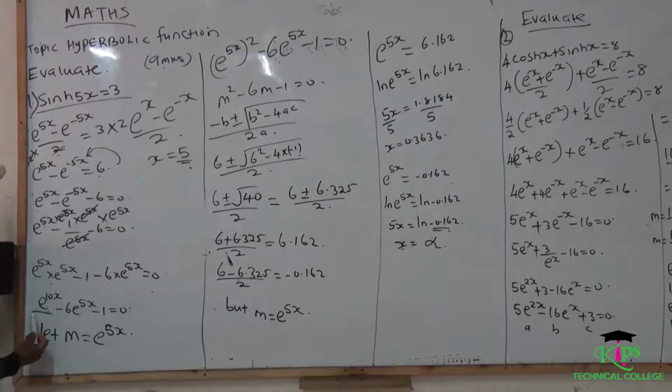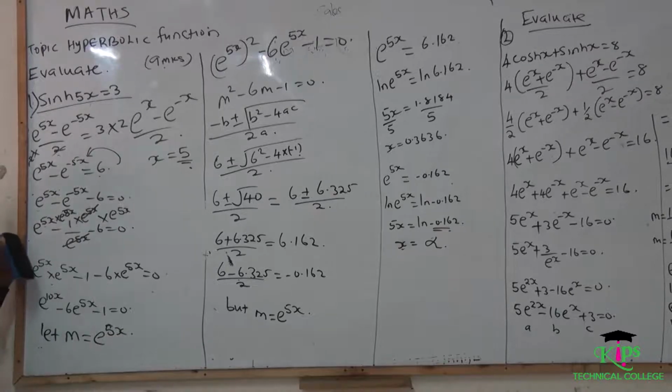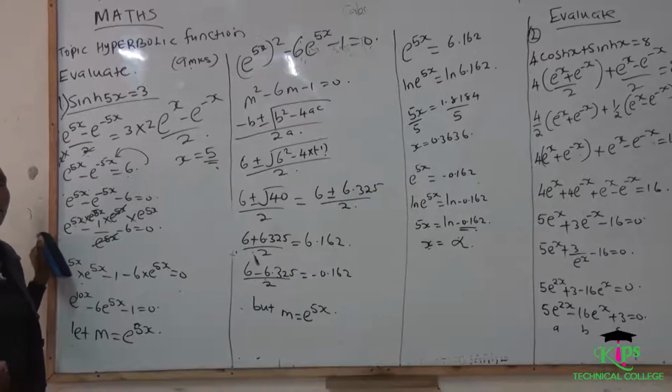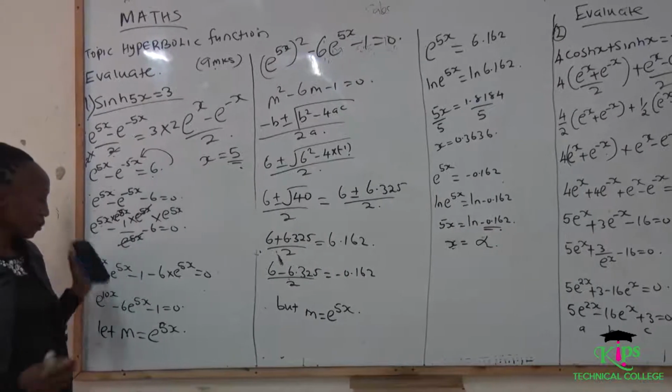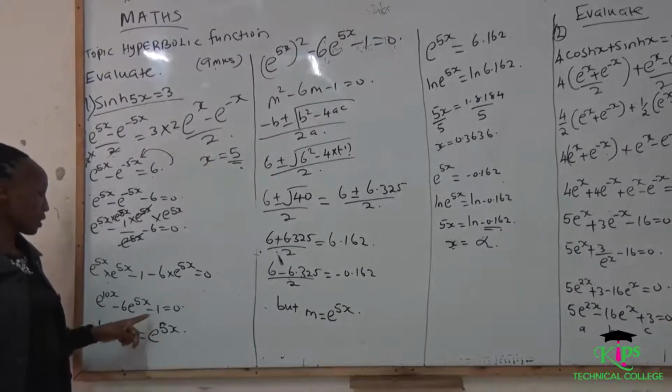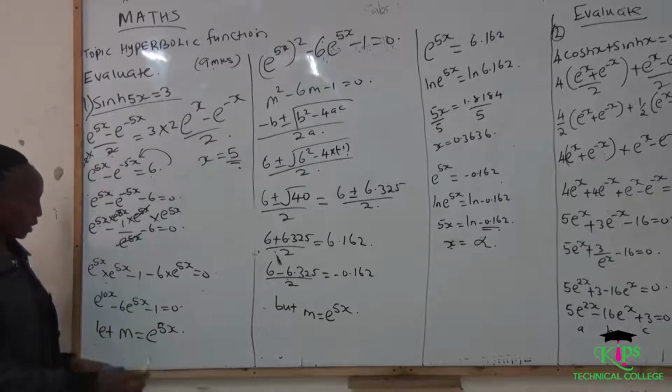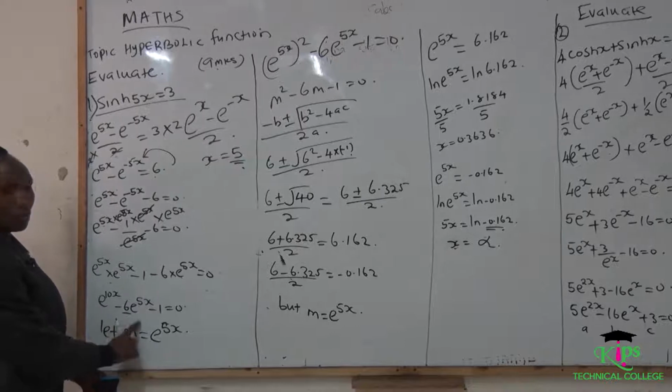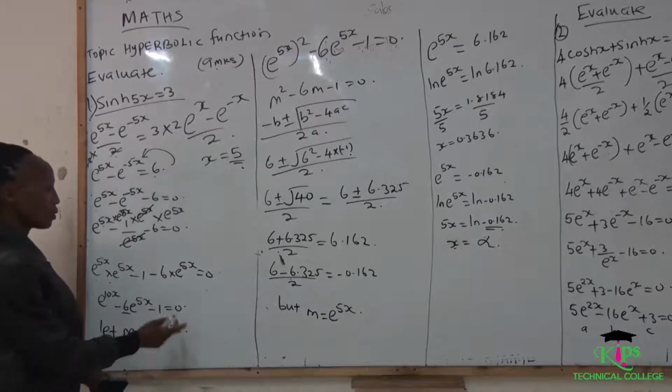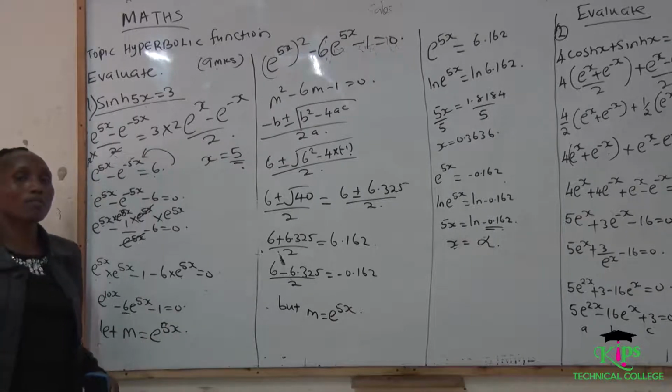And then from there, because we now have a quadratic equation, in quadratic we are talking of completing squares, formulas, and at the same time factorization. But in our case, I'm going to factorize. If you want to factorize, we have to ensure we have two values which, if you add, you get 6, and if you multiply, you get 1. In our case, we will not be able to have such values.